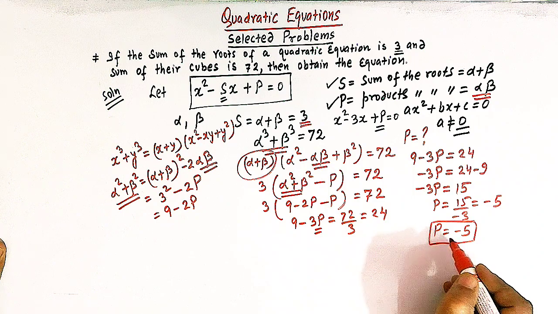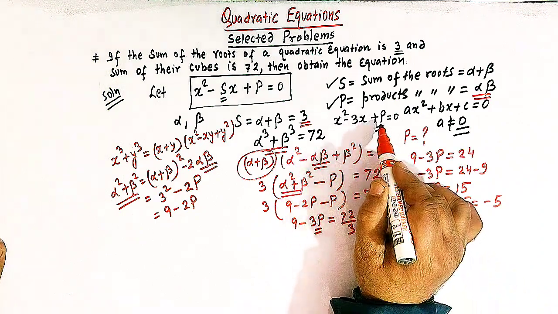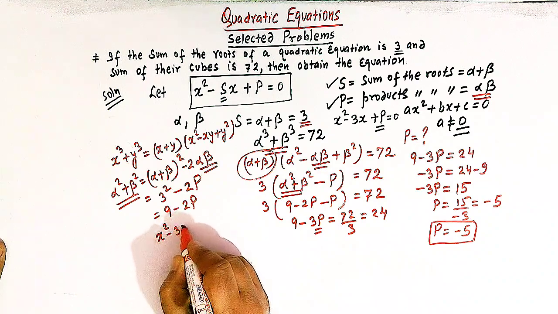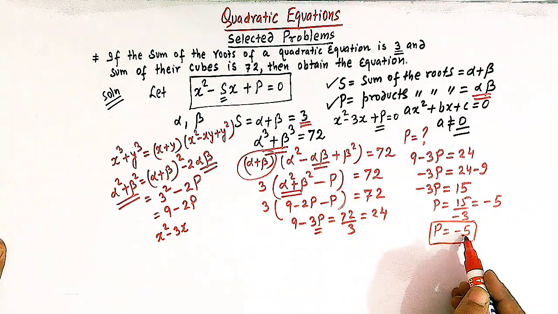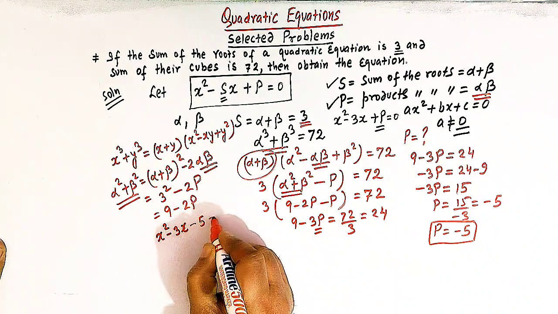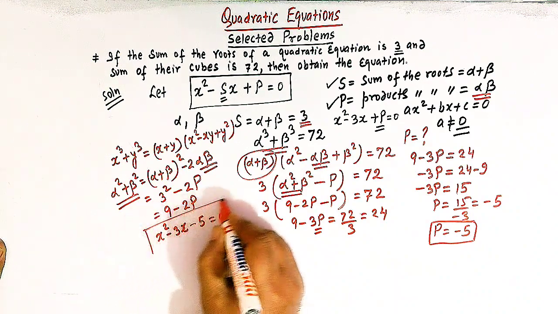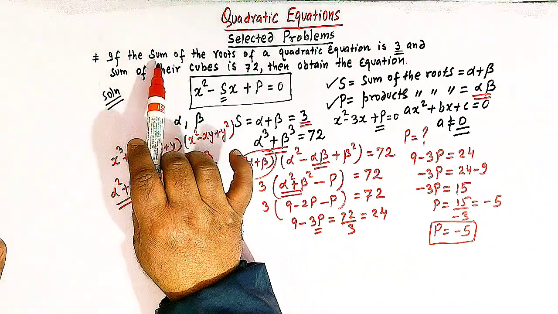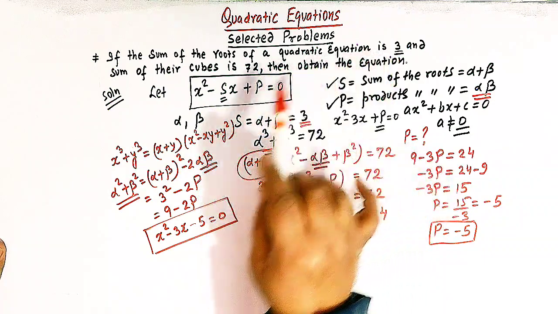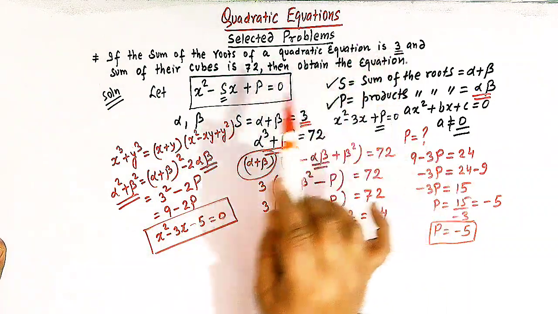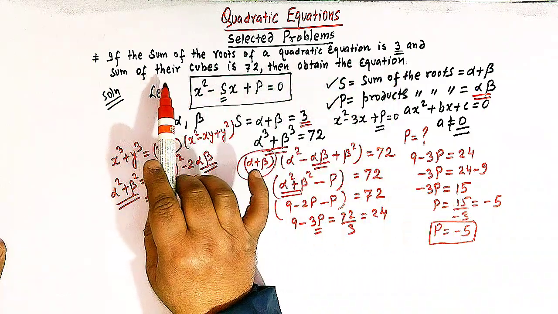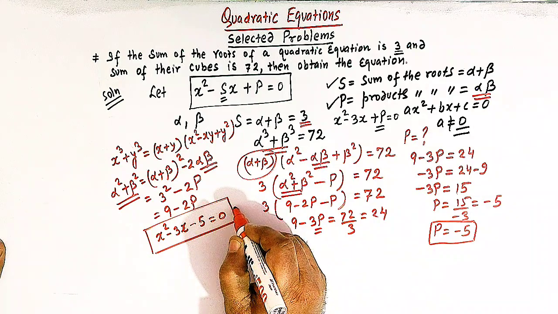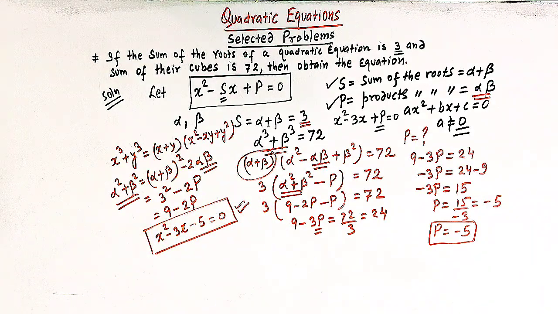Now let us substitute this value of p in this equation. So we have x square minus 3x plus p, and p is minus 5, right? So this is our desired quadratic equation, in which the sum of the roots of the quadratic equation is 3, and the sum of the cubes of the roots is 72. So this is our desired quadratic equation.